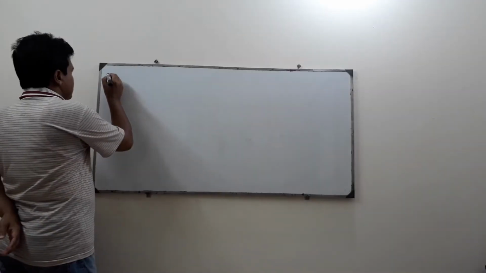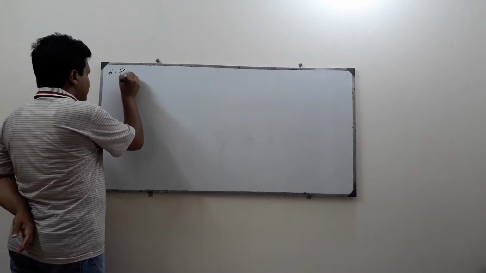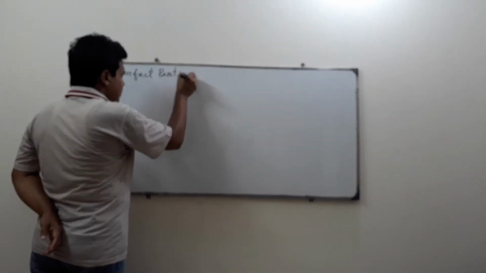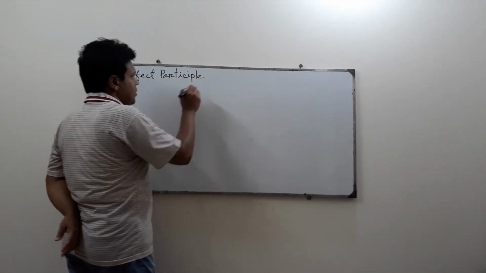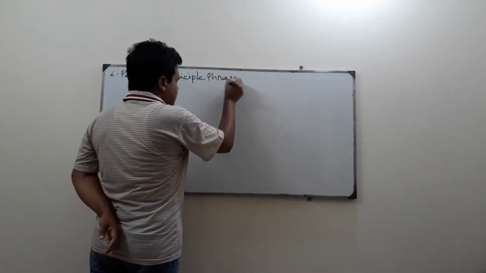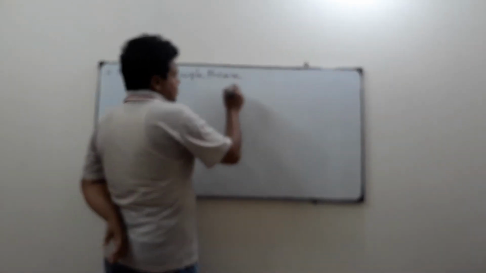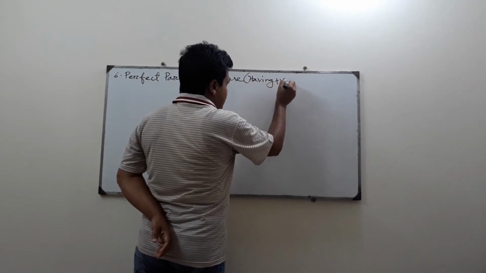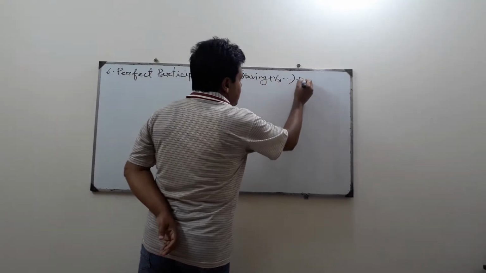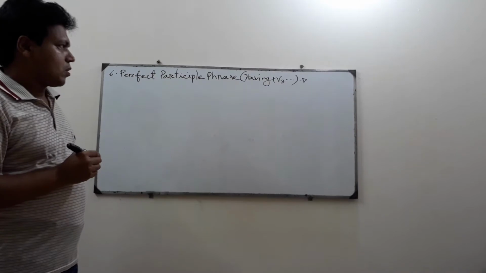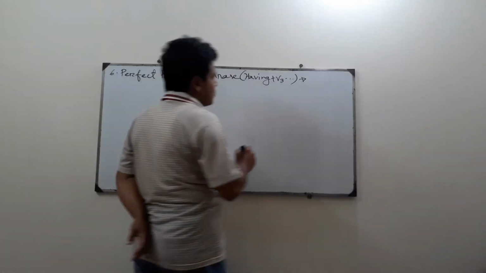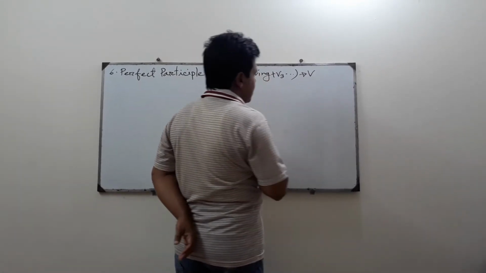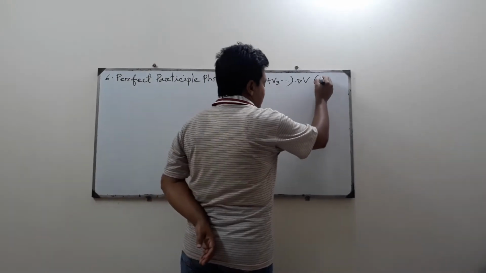Number 6, perfect participle. Perfect participle, or sometimes perfect participle phrase. Perfect participle phrase means having plus V3 plus others. It's also a kind of participle, and it modifies actually a verb, and it usually is used as a pre-modifier.